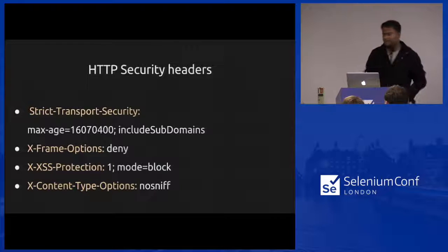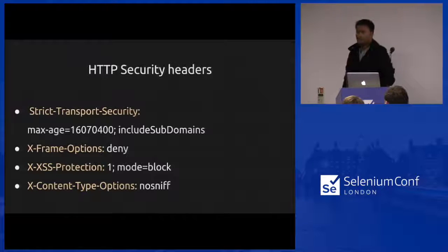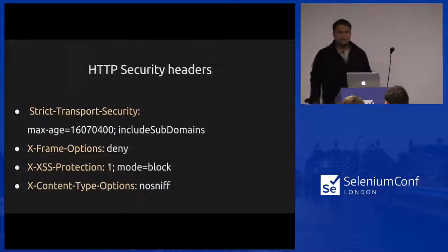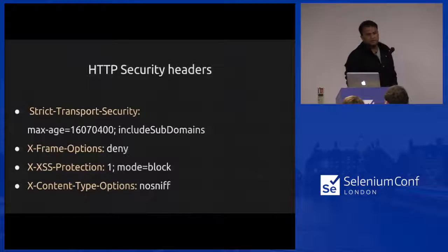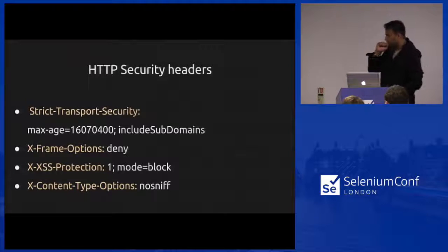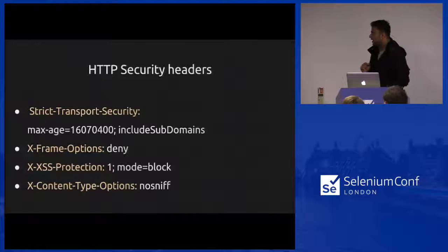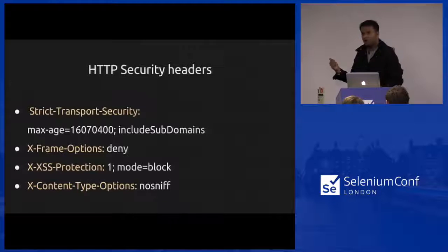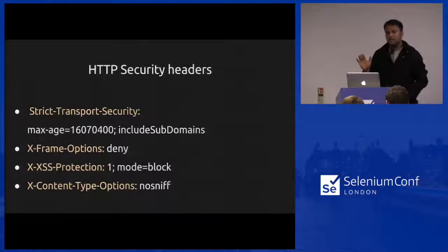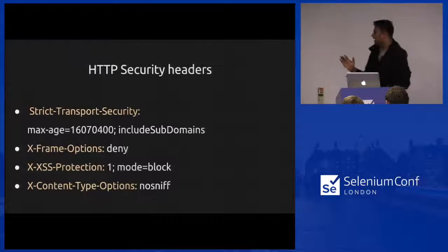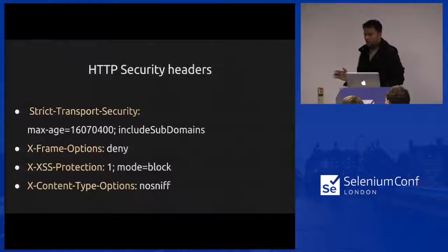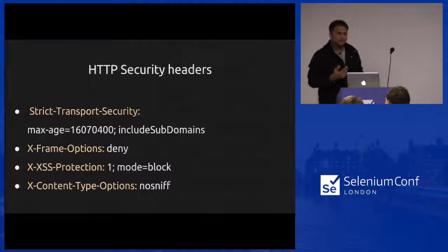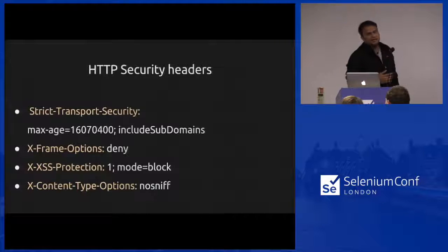And the next thing is X-XSS-Protection, which is browser inbuilt protection where you can block XSS, and I believe Chrome has that, and even IE. And if you put mode=block, it will block the whole web page if someone tries to use that on your website. And the next thing is X-Content-Type-Options, where if you use nosniff, you can prevent content sniffing in MIME type attacks.